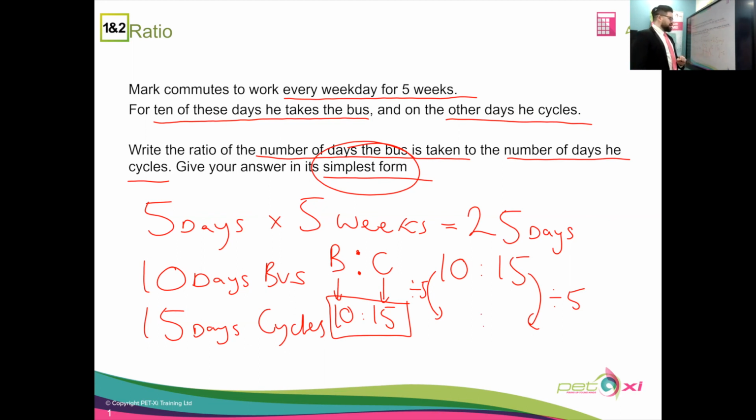Again, we put our colon down. 10 divided by 5 is 2. 15 divided by 5 is 3, giving us our final answer as 2 to 3.